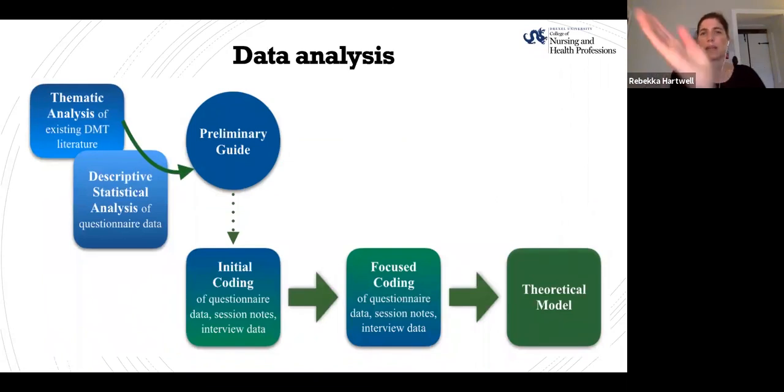Just a quick glance, ignore the left side. So here you just see my initial coding of questionnaire data, session notes, interview data, then the focused coding of questionnaire data, session notes, interview data, and then the theoretical model.